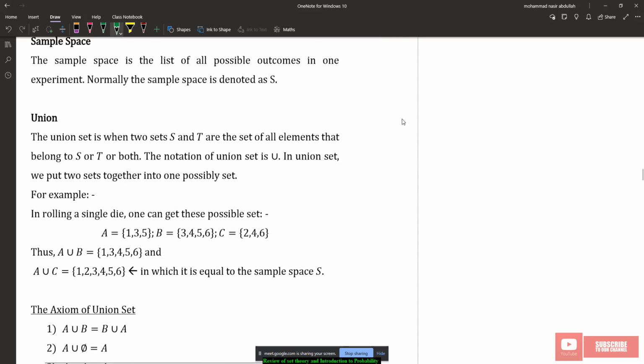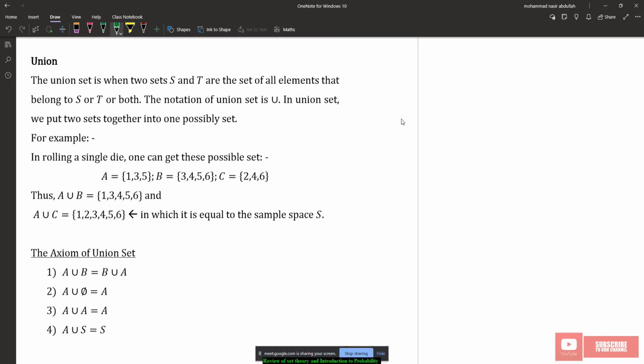So let's look at a union. Union set is when two sets S and T are the set of all elements that belong to S or T or both. Maksudnya, we combine elements in set A and set B to become a union of A and B. So the notation of union set is U. Nampak sini I highlight. So U is the notation for union.